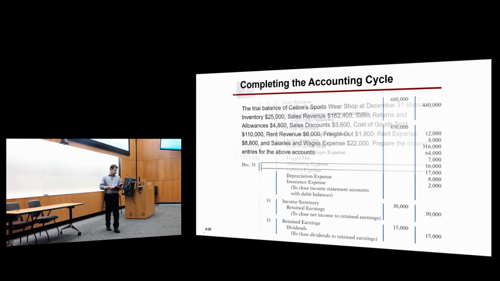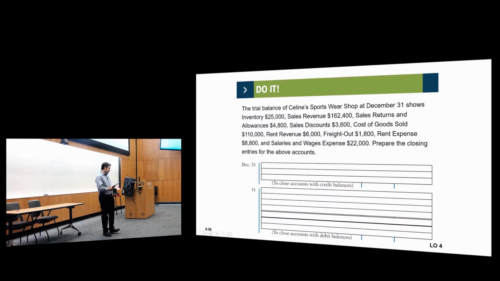So the trial balance of Celine Sportswear shop at December 31st shows inventory 25,000, sales revenue 162,400, sales returns and allowances, sales discounts, cost of goods sold, net revenue, freight out, rent expense, salaries and wages expense. We need to prepare the closing entries. Remember, when you do the closing entries, what do you always start with? Revenues. Revenues have credit balance.